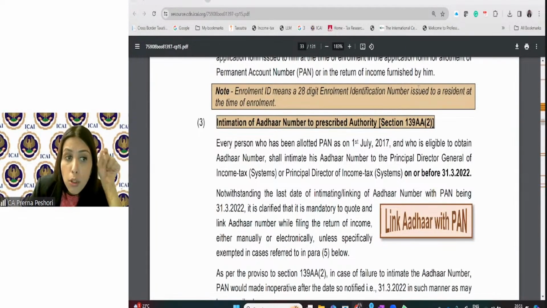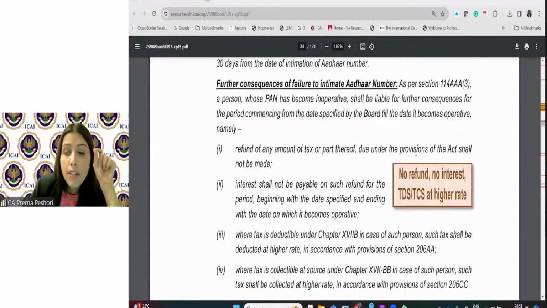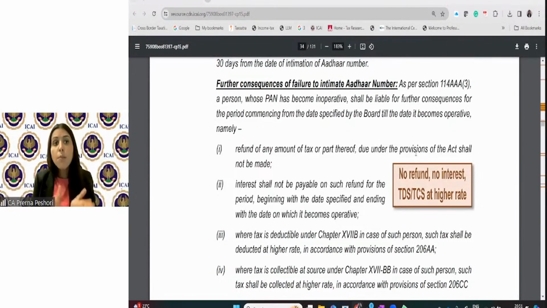Now, if you again do not do that, then the refund will not be issued to you. The interest will not be paid on the refund due. The TDS will be deducted at the highest rate. If you do not link your Aadhar with the PAN, it will be deemed that your PAN has become inoperative. And if your PAN has become inoperative, then TDS or TCS is deducted or collected at the highest rate. The refund will not be given to you. So in these cases, you have to ensure that the PAN is linked to Aadhar by paying a late fee of rupees 1000. Clear?